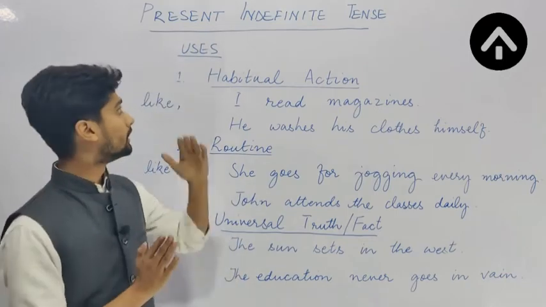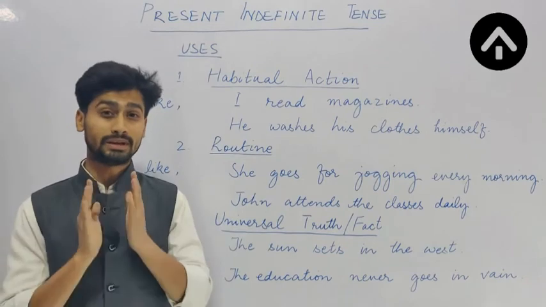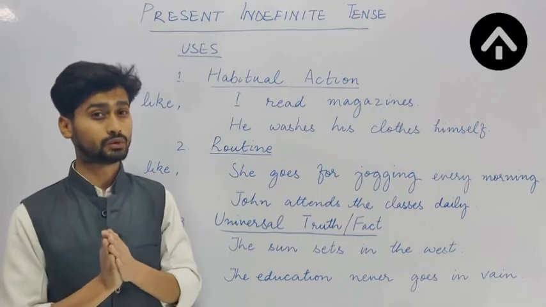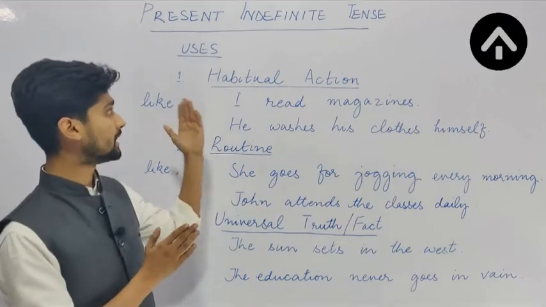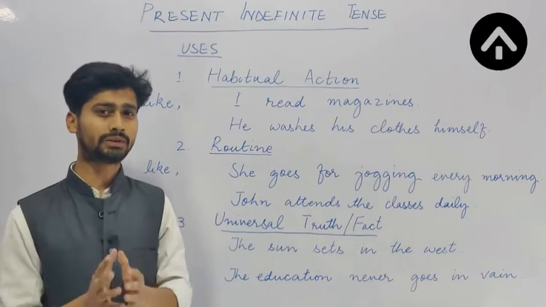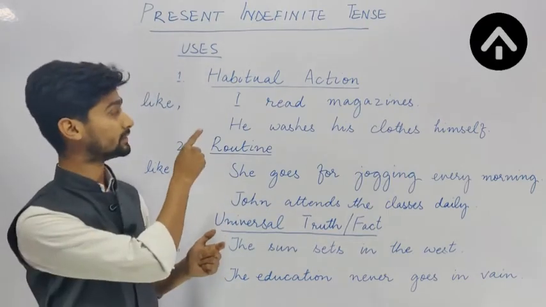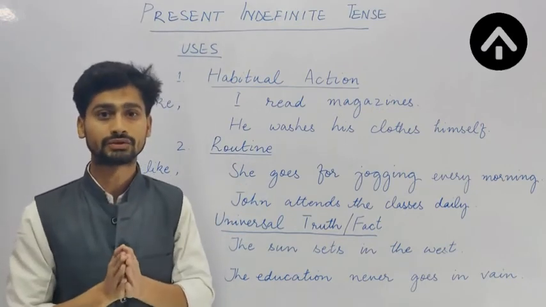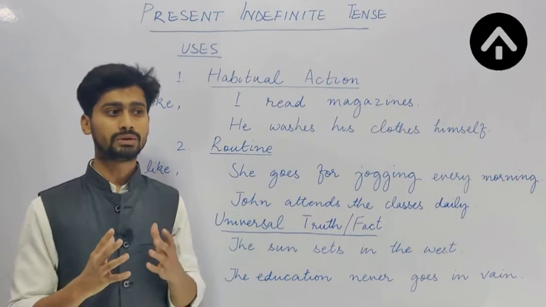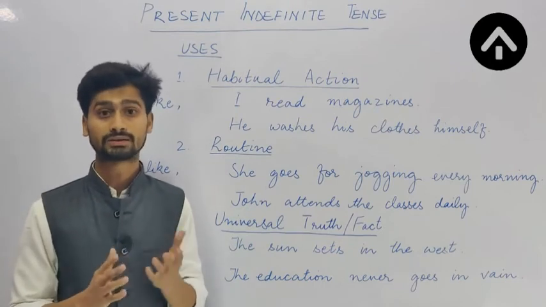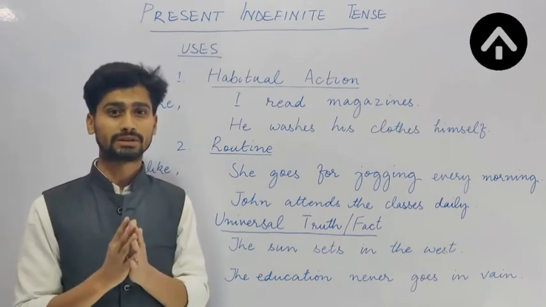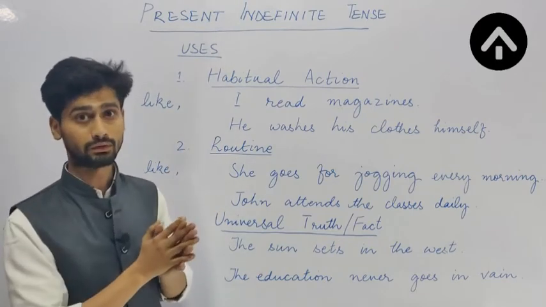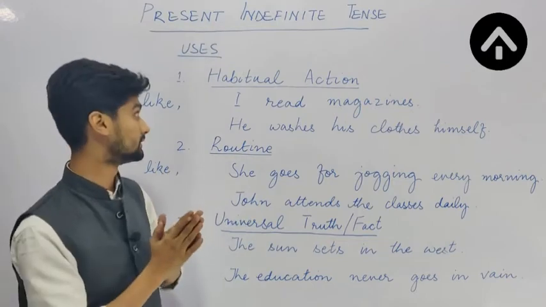First of all, I am going to give you the different uses of present indefinite tense. The very first use which I'm going to tell you is the habitual action. Present indefinite tense is used for habitual action. That means something that we are used to or we are accustomed to. We use such types of sentences under the category of present indefinite tense.